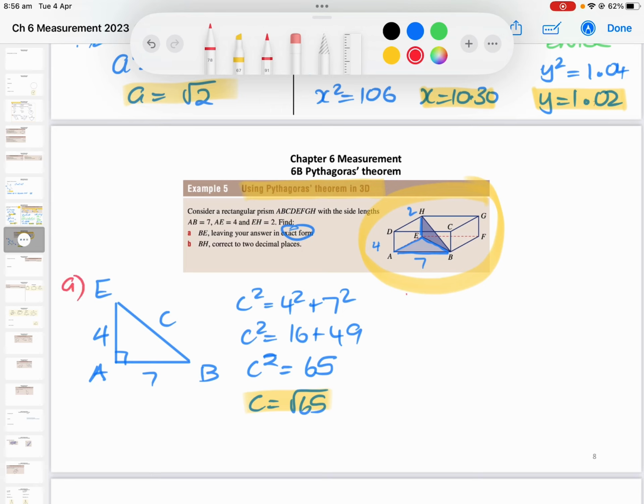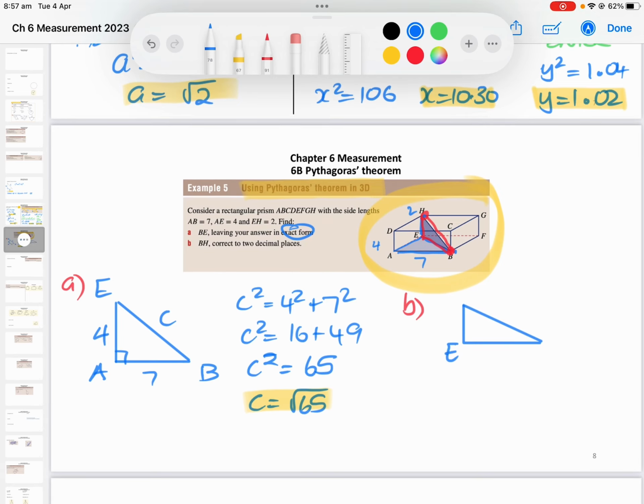Let's have a look at B. Now we want to find BH, the diagonal that goes from the base here up to the top here. The triangle I'm going to draw is this one. It's got a height here, which is what I know, and this is what I'm trying to find, which goes from this top corner to the bottom corner. So E, H, B. It really does help if you label those corners.